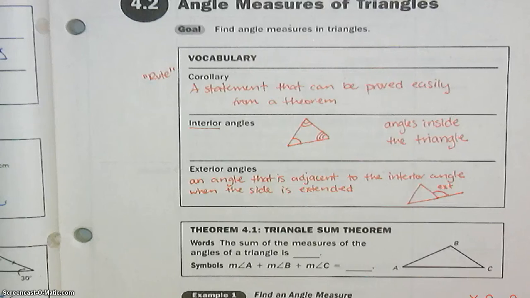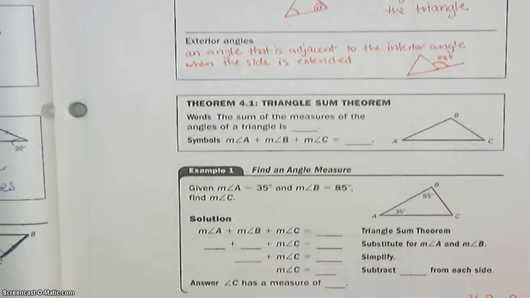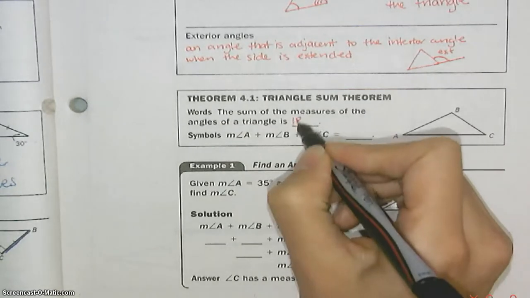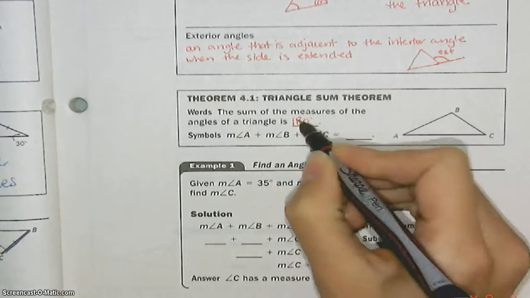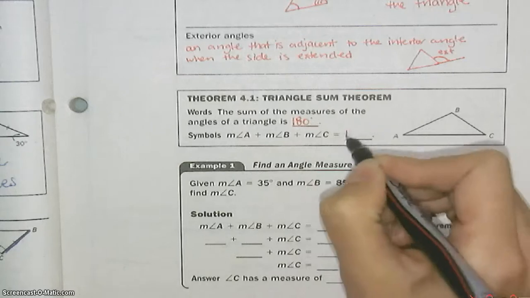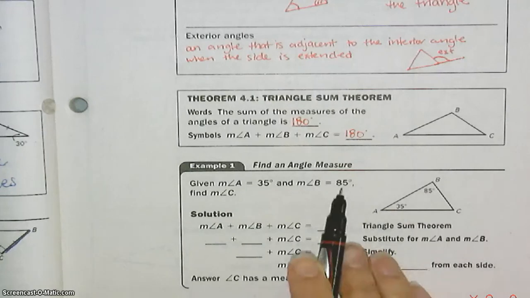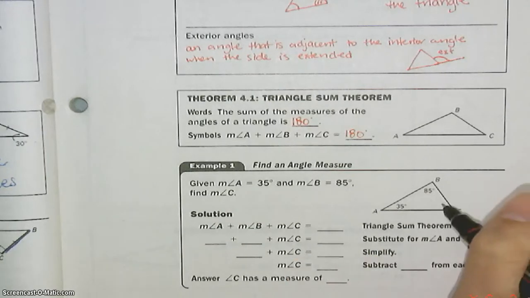So first we're going to come to the triangle sum theorem. We're talking about how many degrees in a triangle. If you don't know already, there is 180 degrees in the three angles of a triangle. So all together, they have to make 180 degrees. Let's do an example. A is 35, B is 85, and we have to find C.